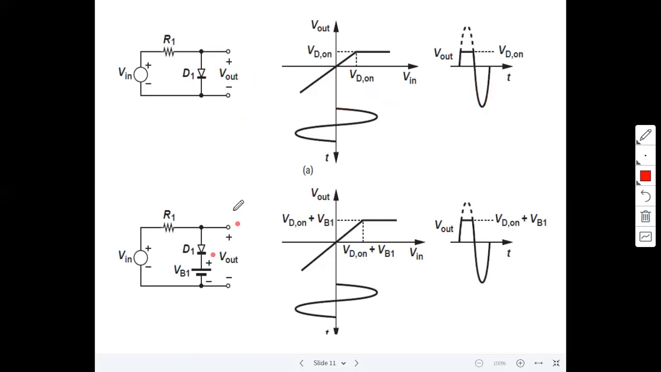Now coming to the same parallel circuit, instead of only the diode voltage, we use some bias voltage, VB1. Now in this case, what happens? The operation is the same as the previous case. Here the bias voltage is 2 volts, and the diode voltage is, suppose, 0.7 volt.